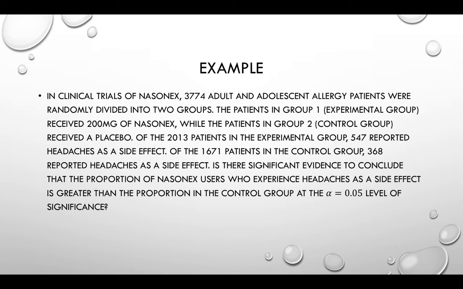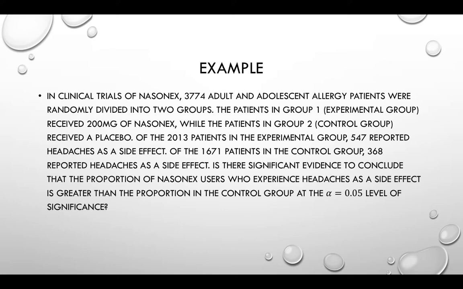And a placebo just means they received a sugar pill, but they weren't told that. Of the 2,013 patients in the experimental group, 547 reported headaches as a side effect. Of the 1,671 patients in the control group, 368 reported headaches as a side effect. Is there significant evidence to conclude that the proportion of Nasonex users who experience headaches as a side effect is greater than the proportion in the control group at the alpha equals 0.05 level of significance?